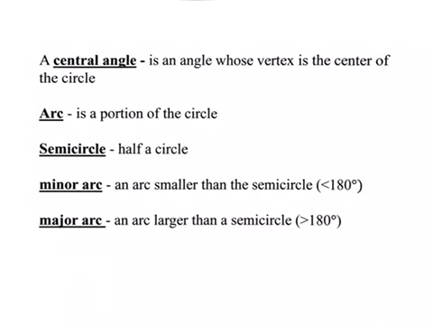A semicircle is half a circle. A minor arc is an arc that is smaller than a semicircle, so less than 180 degrees. And usually when you name minor arcs, you do so with just two letters. So arc AB. A major arc, on the other hand, is an arc larger than a semicircle, so it has a degree measure greater than 180. And when they usually name major arcs, they do so with three letters. So the three letters indicate the direction in which your arc is going around the circle.